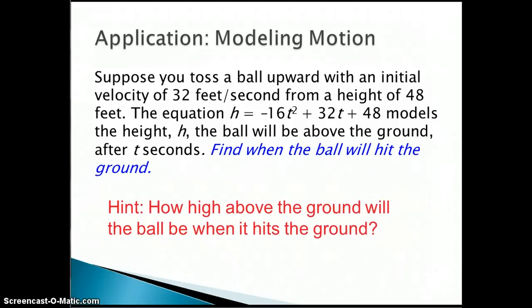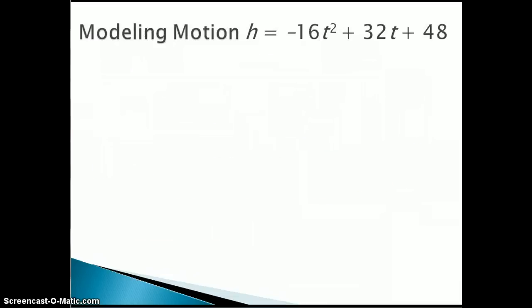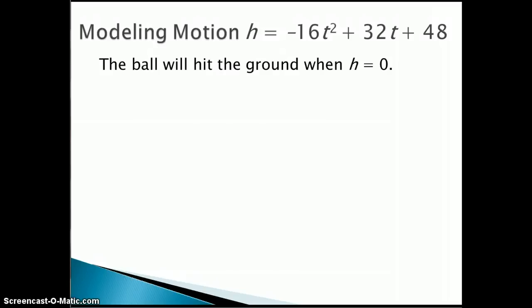Well, how high above the ground will the ball be when it hits the ground? Well, it won't be any distance above the ground, which means that the height at that time will be 0. So really what it's asking is, at what time t will h be equal to 0? So your first step is to replace the h with 0.